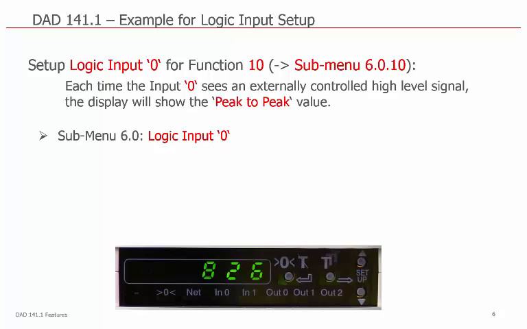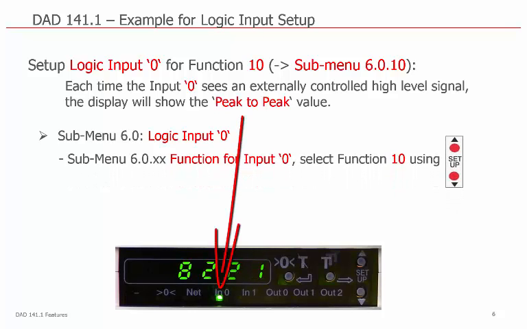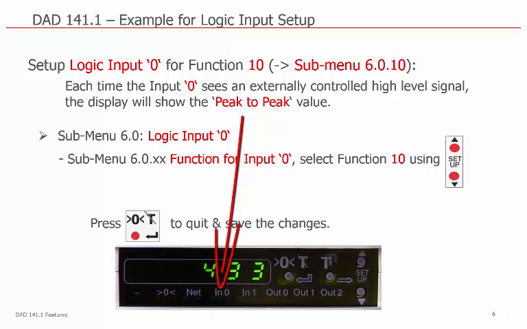Submenu 6.0, logic input 0. Submenu 6.0.xx, select 6.0.10 by using the up and down buttons. Press Enter to quit and save the changes.